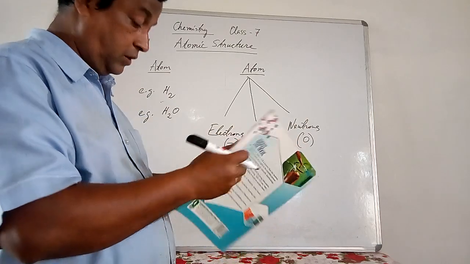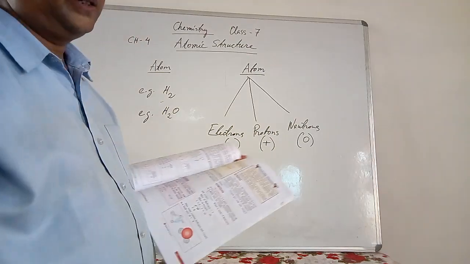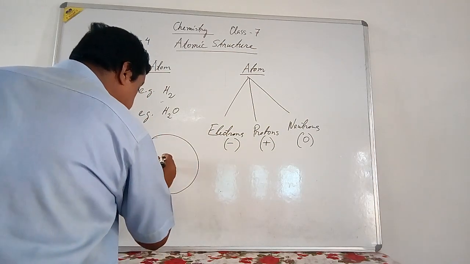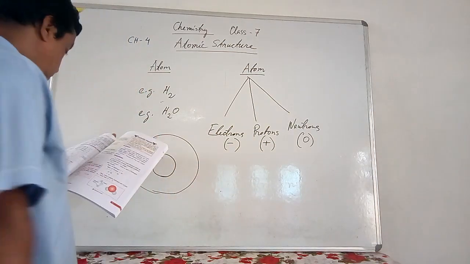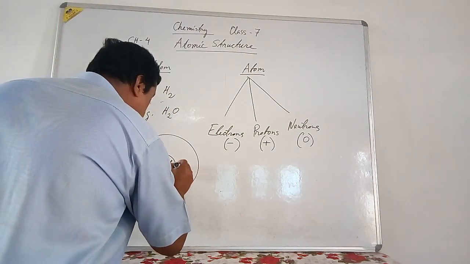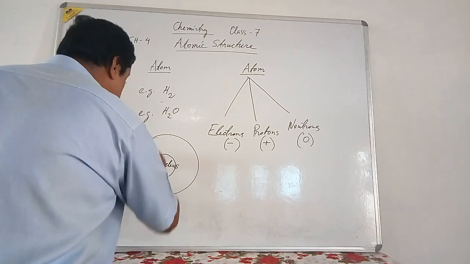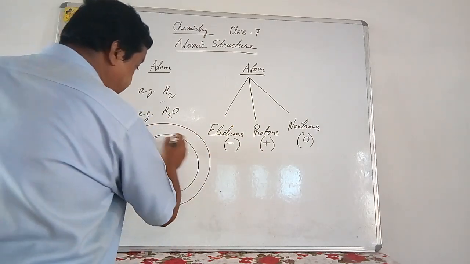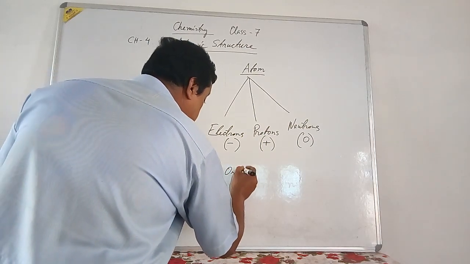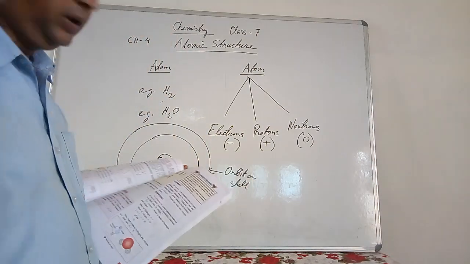Now next, if you turn to page number 60 in your book, you can see the diagram of how atoms are made up, the structure of an atom. Now if we draw it in short, this is the nucleus, the center of the atom, and around it there are imaginary paths through which the electrons are moving, known as orbit or shell.